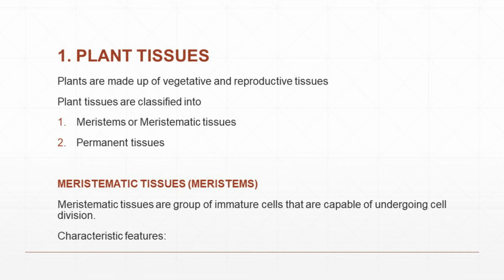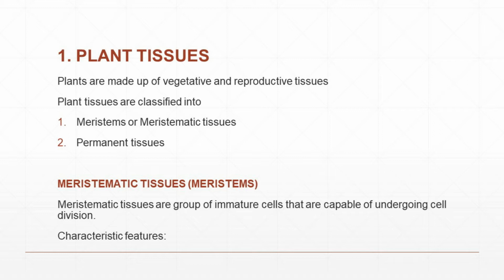A group of cells positioned and designed to perform a particular function is called a tissue. First, let us learn about plant tissue. Plants are made up of vegetative and reproductive tissues. In general, plant tissues are classified into two types, namely meristems or meristematic tissues and permanent tissues.